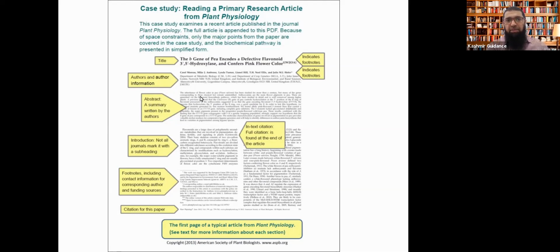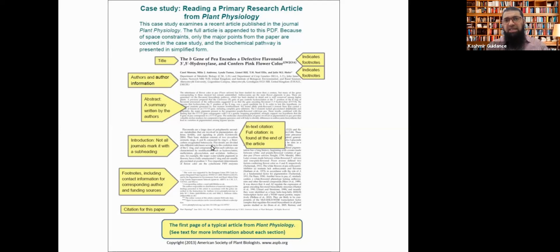After that, we have an abstract, and you will see the abstract is here. It's a summary written by the authors about the research paper. Then you will see the introduction. Not all journals mark it with a subheading. In most cases you will see the introduction is 3-4 paragraphs in a generalized format, just like from up to down. But some journals write this introduction in sections. For example, they write a first section, second section, third section, but most of the journals write the introduction directly. Then we might have the footnotes if required, and we have to give the citations.